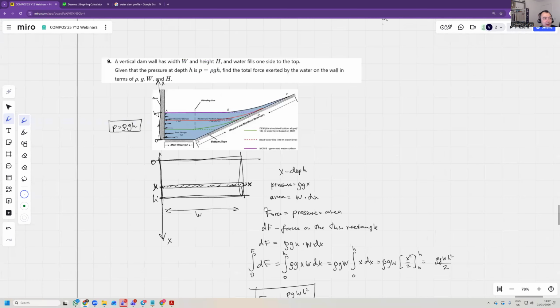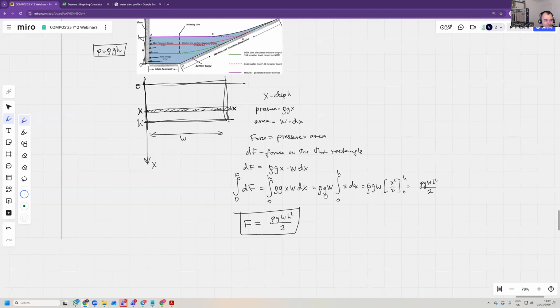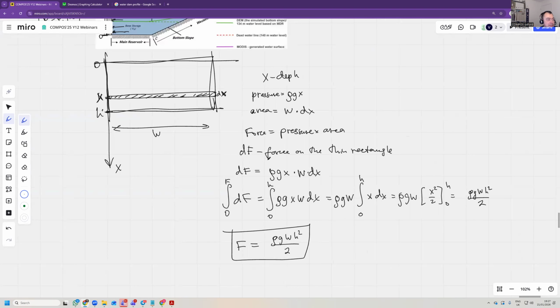Okay. Wow, that was fast. So the idea is you take a thin slice of the wall, and you can assume every part of that thin slice of the wall experiences equal pressure because it's very thin. The pressure between the top of this rectangle and the bottom of the rectangle is really small, and that's the reason why you can use that formula.